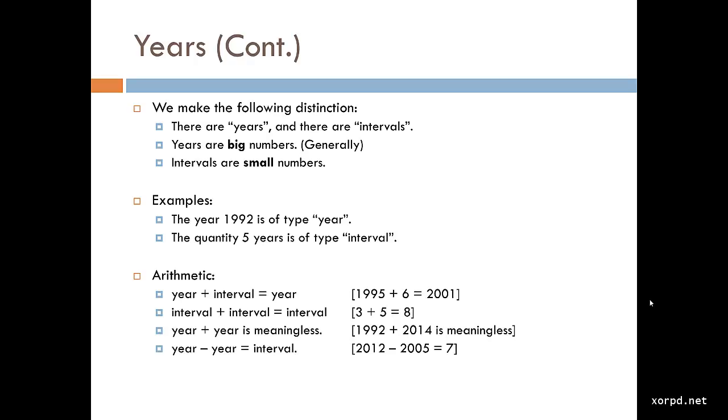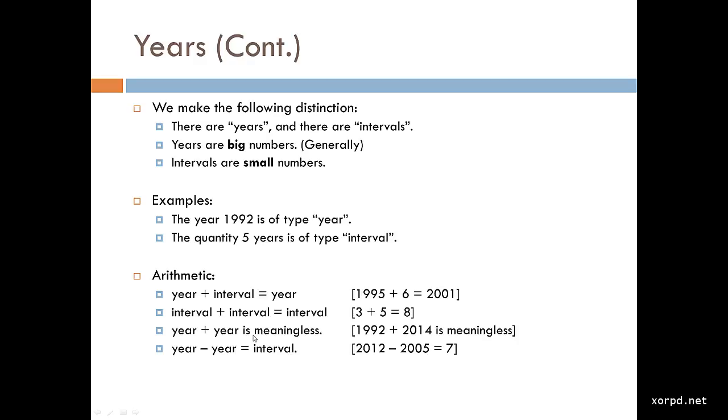Some arithmetic using those two types of numbers. A year plus interval equals year. As an example, 1995 plus 6 is 2001, which is a year. An interval plus interval equals an interval. For example, an interval of 3 years plus an interval of 5 years is a total of 8 years.